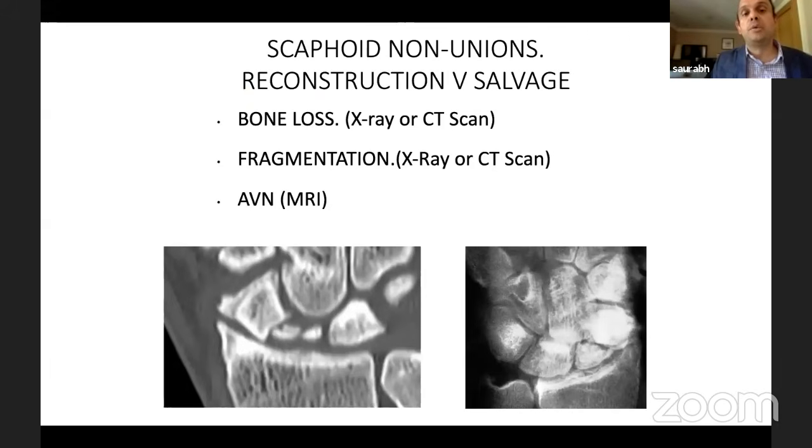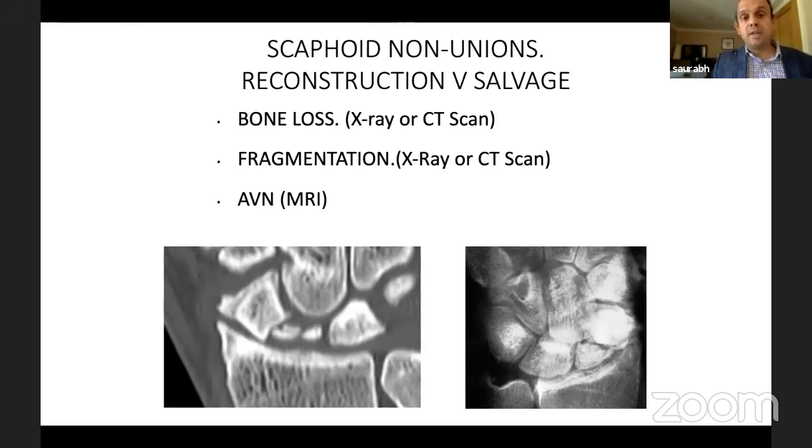Then scaphoid non-unions, SNAC, reconstruction versus salvage procedures. Again, as I said, in my practice, I only do CTs, but for exam purpose, you're going to mention both CT and MRI. CT scan, as I was telling you, it will tell you fracture lines, it will tell you displacements, erosions, humpbacks in waist non-unions. It will also tell you in proximal poles about fragmentation, about AVN, and then, if you want to look for your AVN, you can do an MRI, at least for exams, mention that.